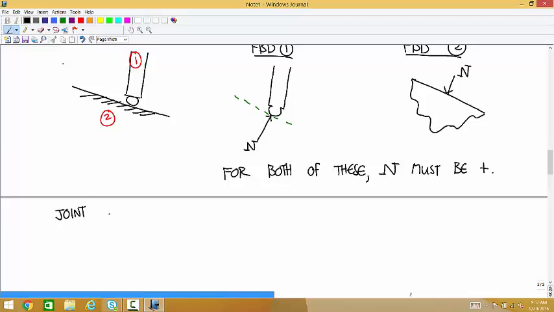Sorry, for both cases means the frictionless contact and the roller ball? Yes. That's right. That n has to be positive. Yep. So now joint category 2.